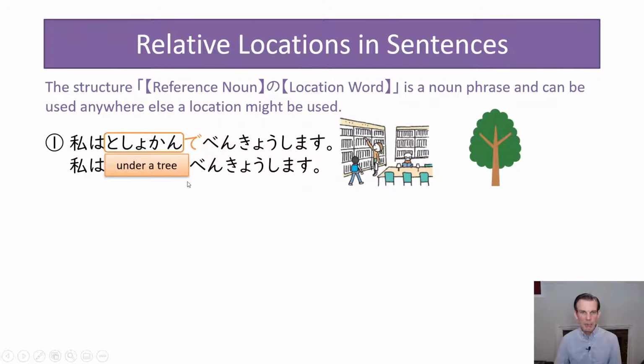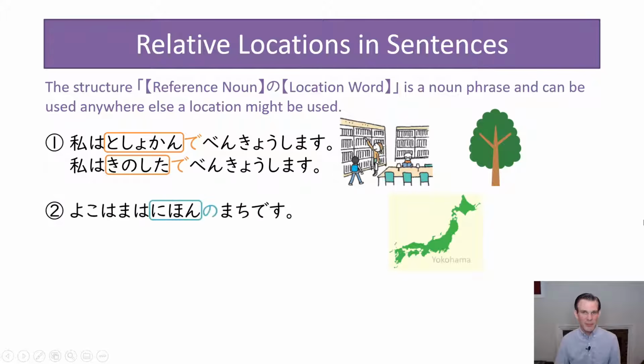So I study outside, under a tree, right? So in this case, our location would be 私は木の下で勉強します. Our reference noun, ki, the tree, and then no, shita, underneath, and then particle de. This is still our place of action, so we still mark it with de. Ki no shita de benkyou shimasu. How about this?